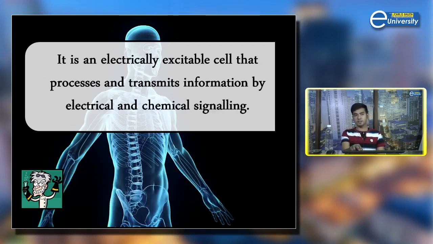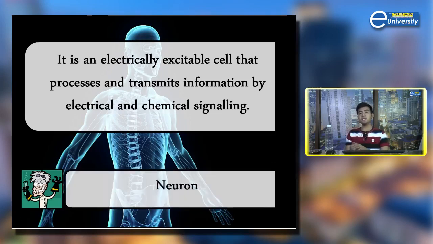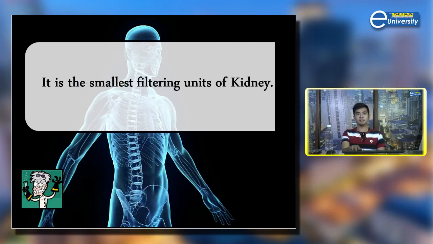Next. This question was derived from our lesson about the nervous system. It is an electrically excitable cell that processes and transmits information by electrical and chemical signaling. I am referring to the simplest unit of brain cells, also called nerve cells. What is this term? And the correct answer is neuron. Very good. Neuron is the basic unit of brain cells or the nerve cells.